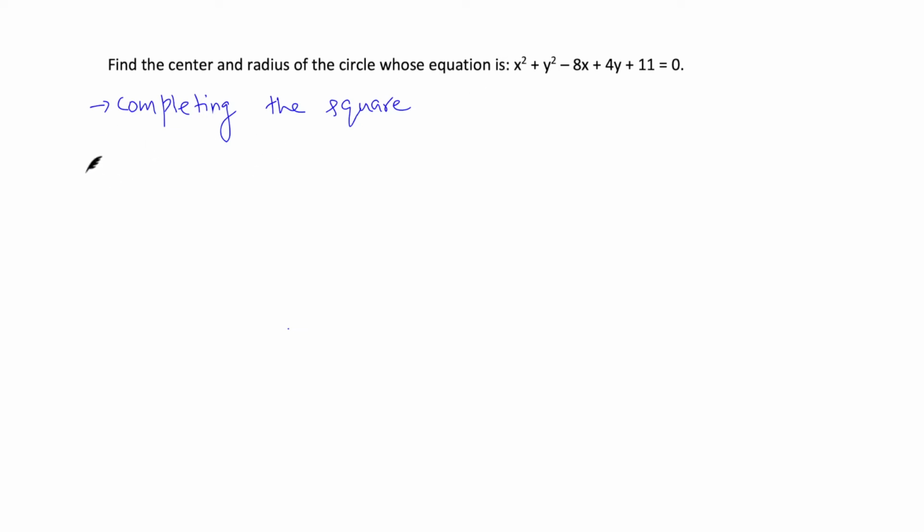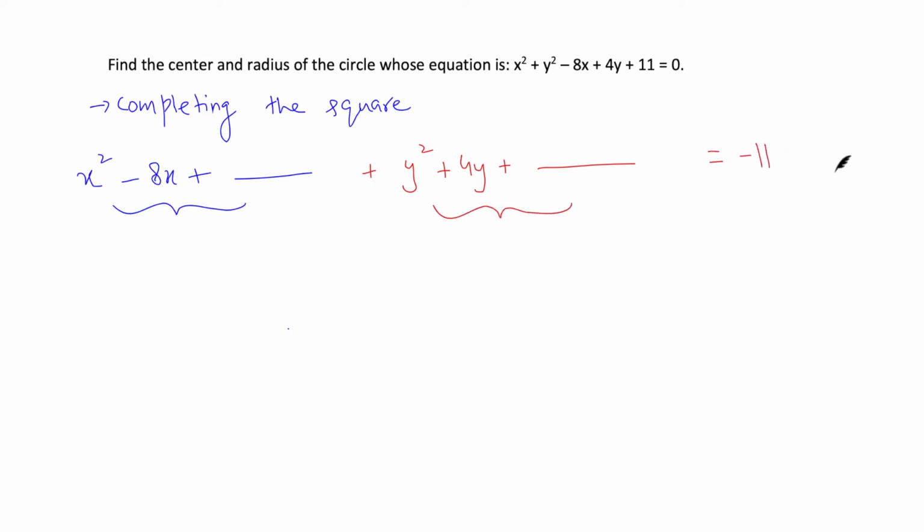Okay, so we have x square. Let's rearrange the values. X square minus 8x plus a constant is needed here, that will basically complete the square. Plus, similarly, we'll do with the y values as well. Plus y square plus 4y plus a constant is needed here. Once I have the square of that constant, I can easily complete the square. Equals minus 11, constant on one side. This is what you need to do.